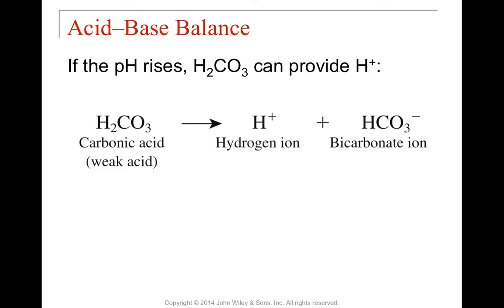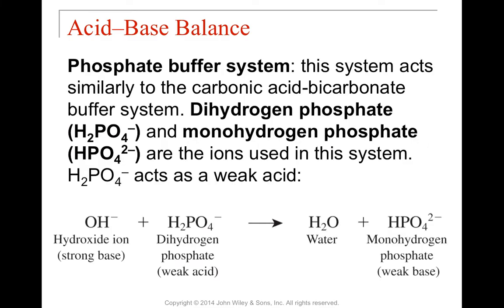If the pH rises too far, carbonic acid, which is a weak acid, can actually release that hydrogen ion into solution, and bicarbonate ion is just going to have a negative charge, and therefore we're going to end up increasing the amount of hydrogen ions in solution, which is going to decrease the pH. So in this method, we're able to keep our blood pH within certain parameters simply by absorbing extra hydrogen ions and releasing extra hydrogen ions as needed.